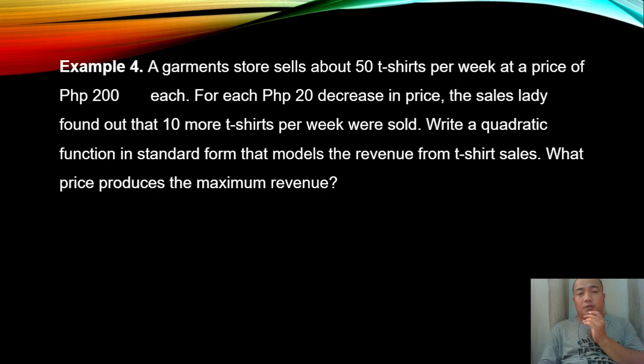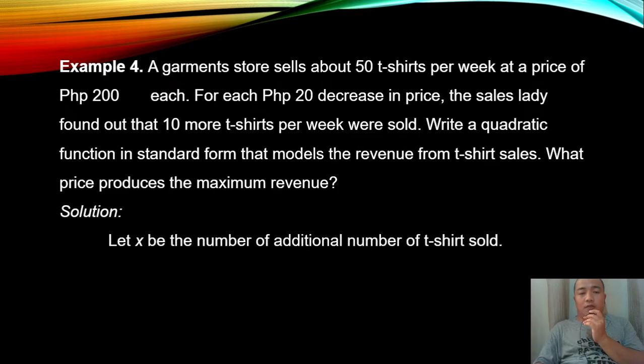Okay, let's proceed to number 4. A garment store sells about 50 t-shirts per week at the price of 200 pesos each. For each 20 pesos decrease in price, the sales lady found out that 10 more t-shirts per week were sold. Write a quadratic function in standard form that models the revenue from t-shirt sales and what price produces the maximum revenue.